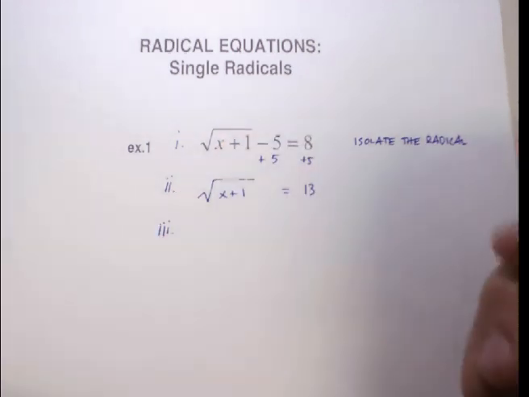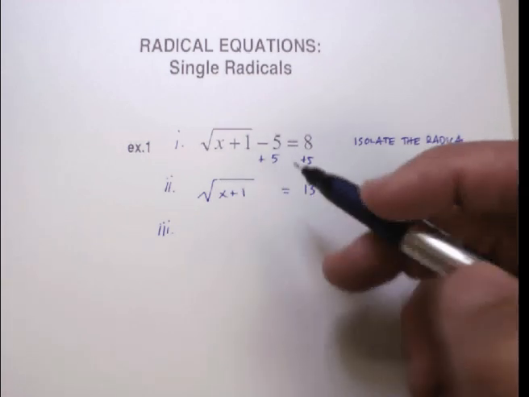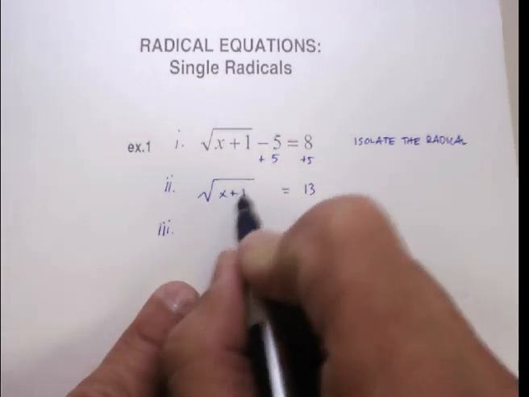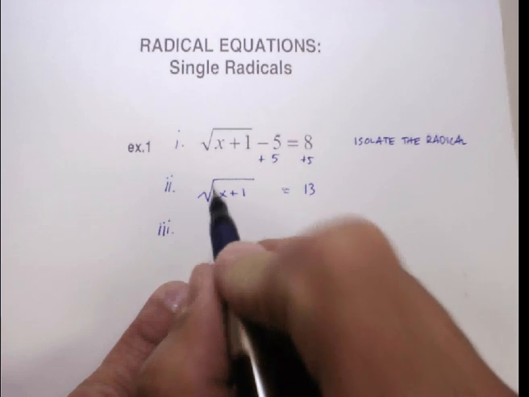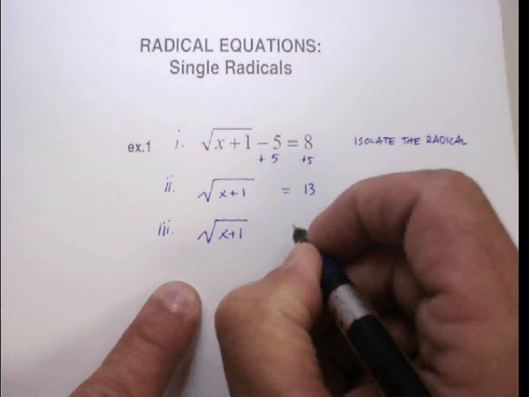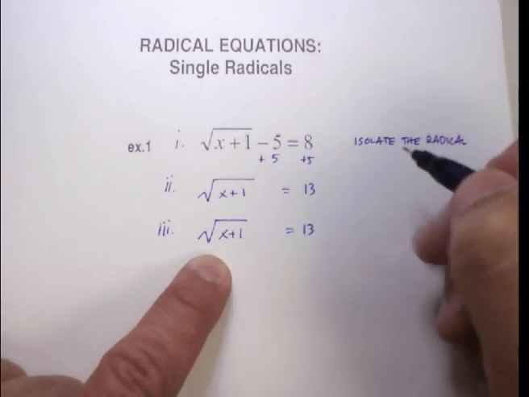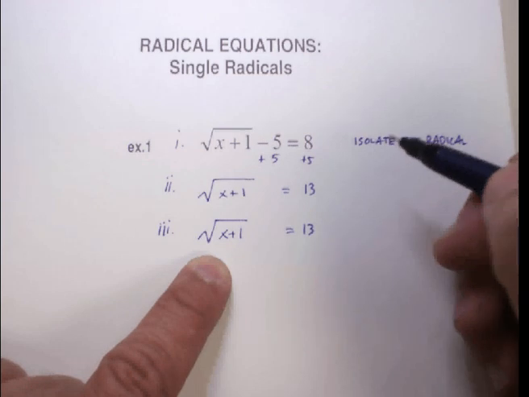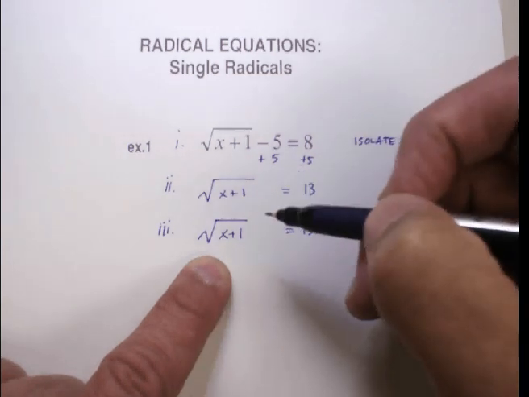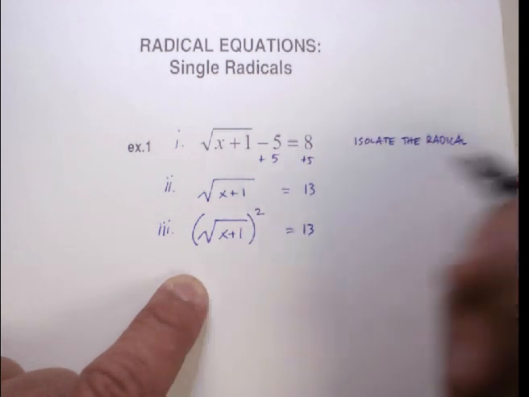Now look what we've done. We've isolated the radical by itself, and then you have to ask yourself, how can I get rid of the radical sign or the square root? Okay, so if I've got the square root of x plus 1, how would you get rid of that? Well, the opposite of square rooting, if you want to call it that, is to square something. So let's go ahead and square that.